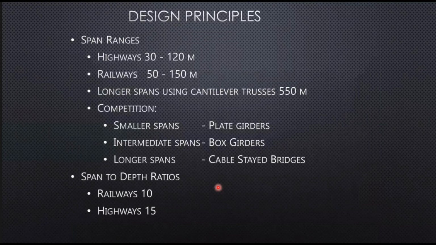Now, usually the span ranges in highways is about 30 to 120, railways about 120 to 150. You can have long trusses even up to 550 using the concept that we just saw, balanced cantilever. Like that, you can have a larger span, right?